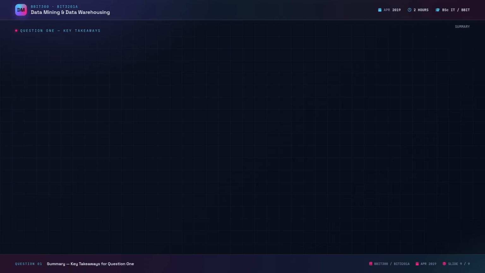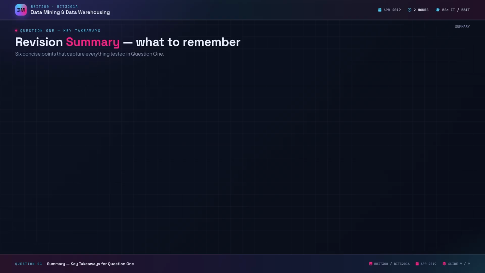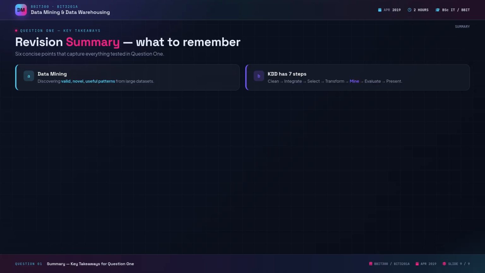Let's wrap up with the 6 key takeaways from question 1. Part A, data mining is about discovering valid, novel, and useful patterns from large datasets. Part B, the knowledge discovery process has 7 steps: clean, integrate, select, transform, mine, evaluate, and present. Part C, there are 4 functionalities to remember: characterization and discrimination, clustering, outlier analysis, and association.